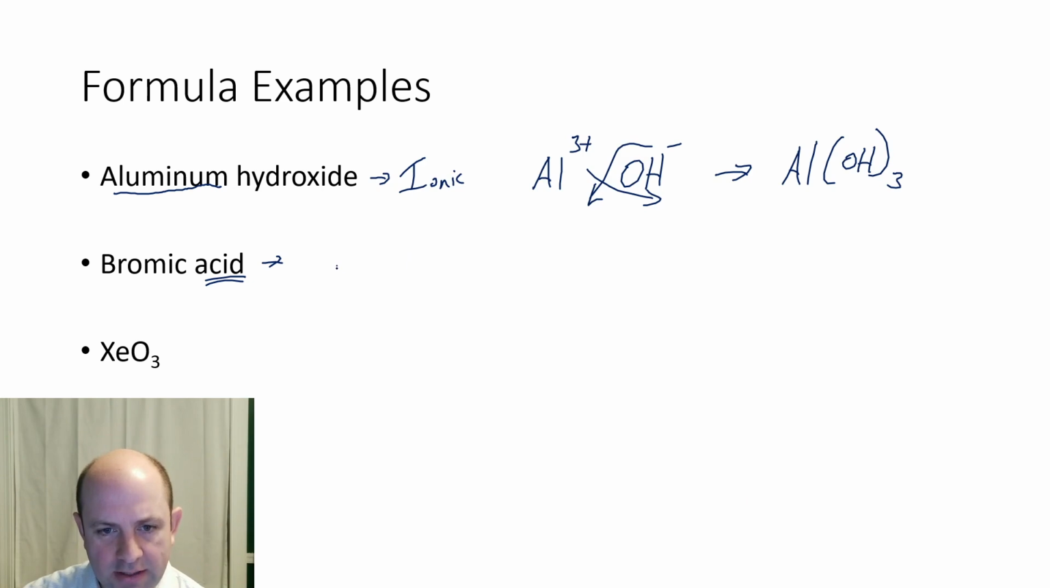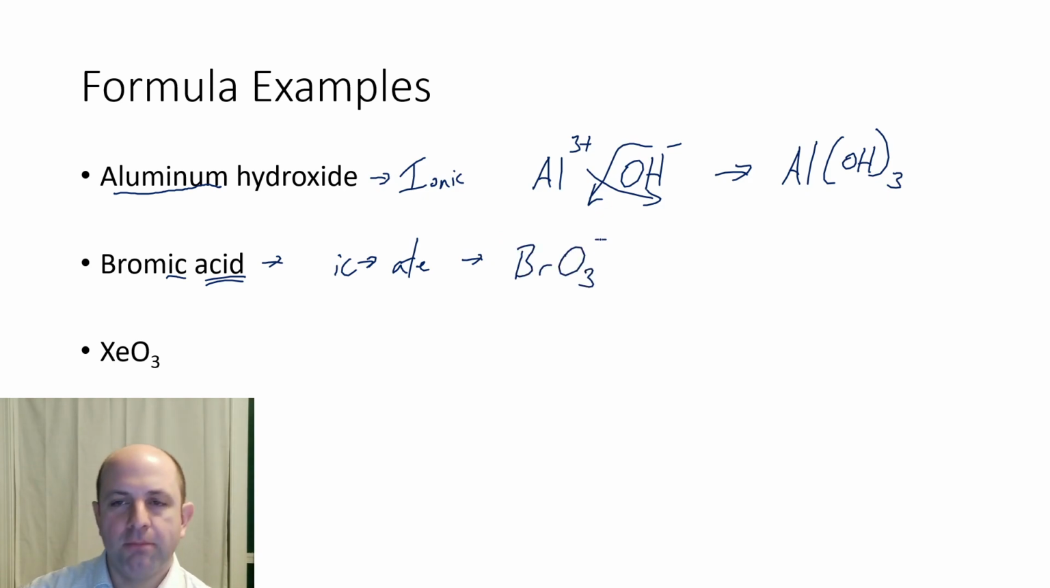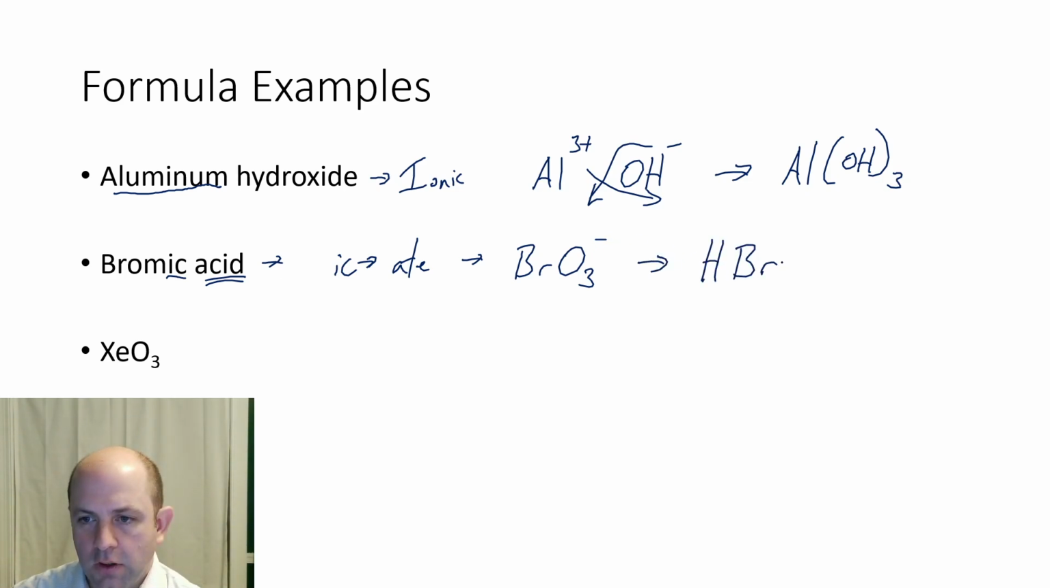So, and then we say, okay, ic is connected with the ions that end in ate. So I'm looking for bromate. Right? I'm changing that ic to ate. Well, bromate is BrO3 with a -1 charge. And then once I have that, the rule for acids, how many H's do you put in front? It's the same number of H's as the charge, so if that's -1, we need 1 hydrogen ion out in front. So our final answer, HBrO3.